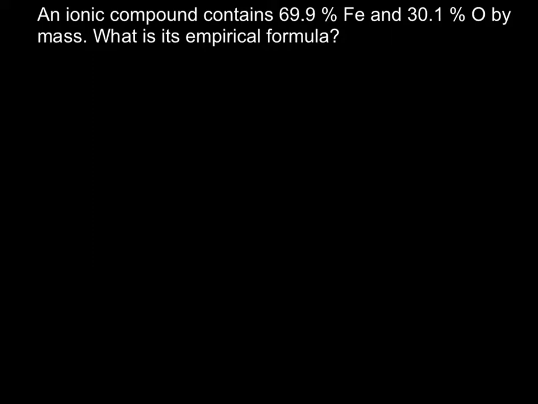So the first thing you have to do when you see this question is note that you have 69.9% iron and 30.1% oxygen. The first thing I do is convert my percents to mass, and the easiest way is to imagine 100 grams as your total, because it makes your math nice and easy. If you have 69.9% of 100 grams, you're going to have 69.9 grams of iron.